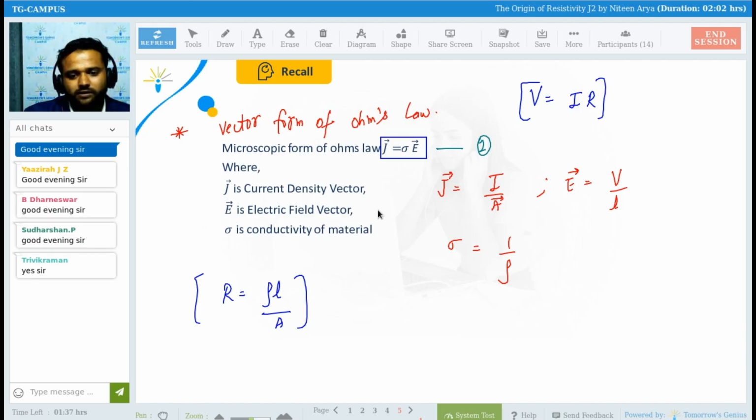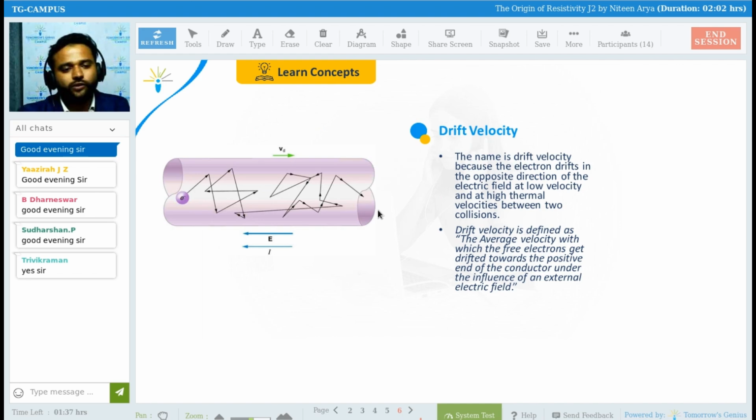no doubt. Good. Then moving ahead, this is what we're going to learn in this particular class. This is the beginning. Till now we were just revising what we had already done in the previous class, a kind of teaser or trailer. So now, what is drift velocity? Let's understand the definition, and then the physics concept behind it. The name is drift velocity because the electrons drift in the opposite direction of the electric field at a low velocity, and at high thermal velocity between two collisions.